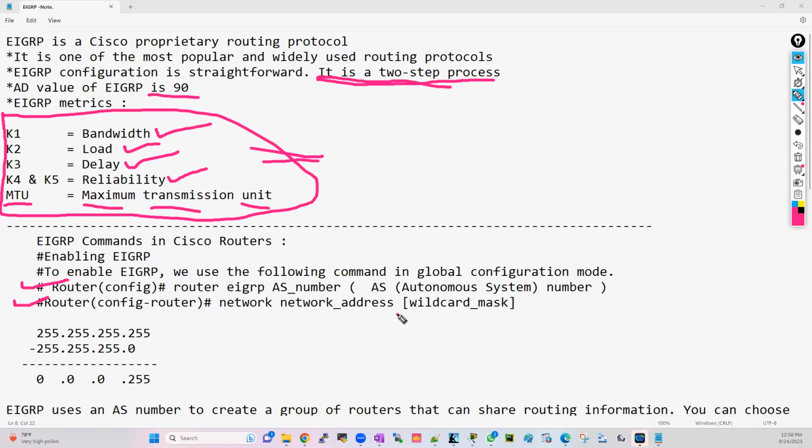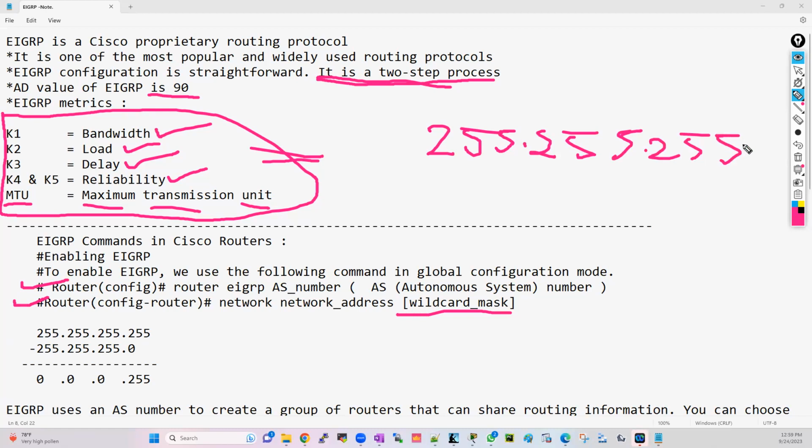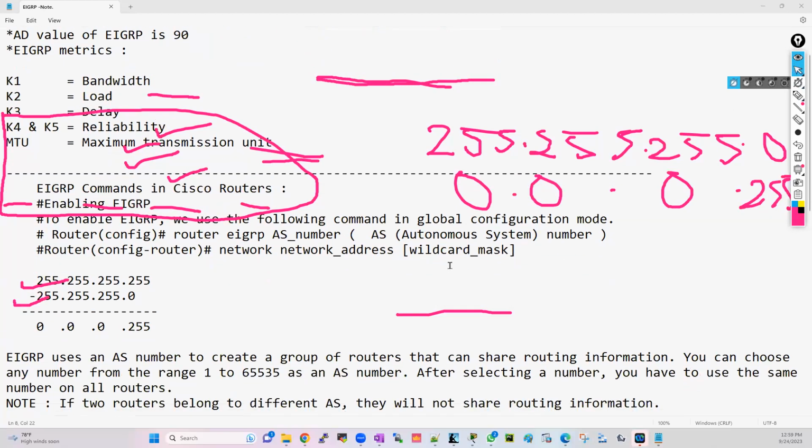And then here today, I will introduce us to wildcard. What is the wildcard? Wildcard is the inverted subnet. You know, we have a subnet mask as 255.255.255.0. But the wildcard will now be the opposite. It will now become 0.0.0.255. So this is the calculation here. We don't need to know how they got the wildcard. We just need to know what wildcard is.